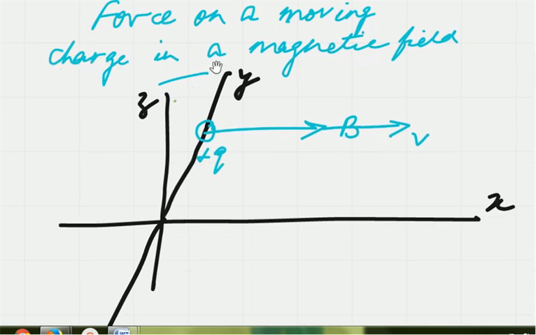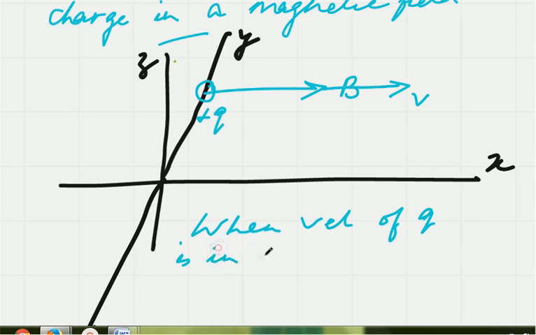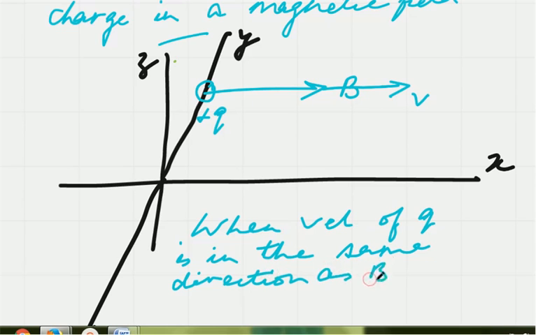Let's summarize. When the velocity of the charge is in the same direction as B, there is no force acting on the charge. The force on the charge is 0.